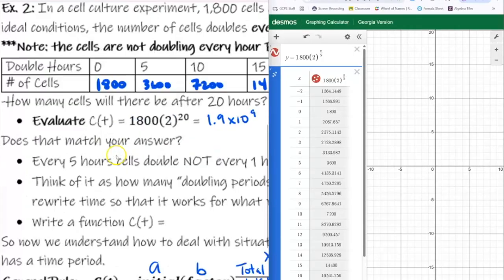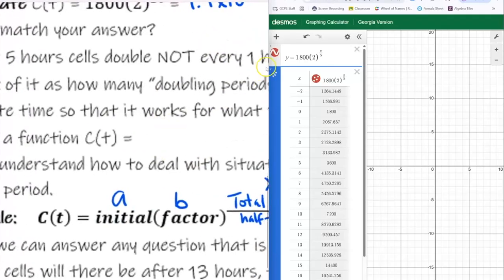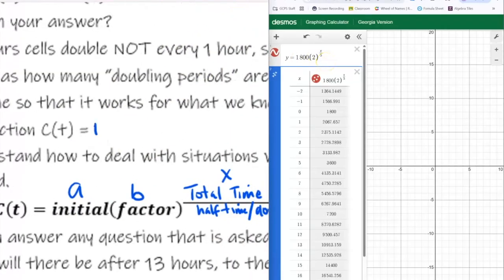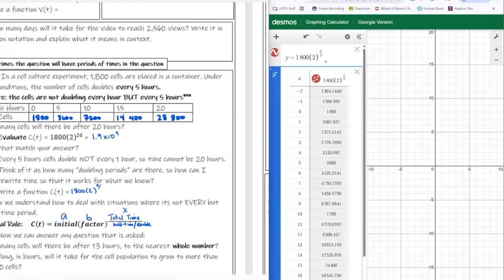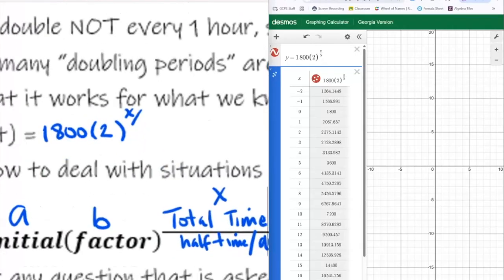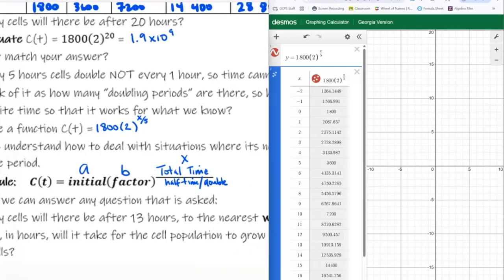So my function, which I have not written out, is actually 1800, my start. My growth factor or decay factor is 2. It's growth because it's doubling. And then for time, it's going to be X divided by the half time or the double time. And the double time for me is doubles every 5 hours. So notice it's going to be attached to whatever is going on, right? So it's doubling every 5 hours. That means my time is going to be X divided by 5. That's my general function. It's going to work for anything.